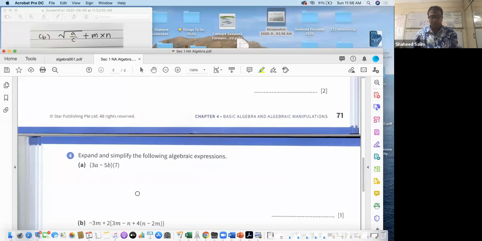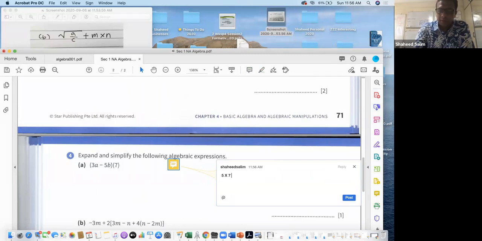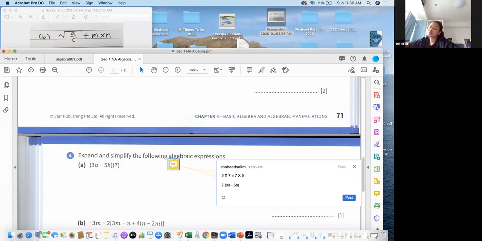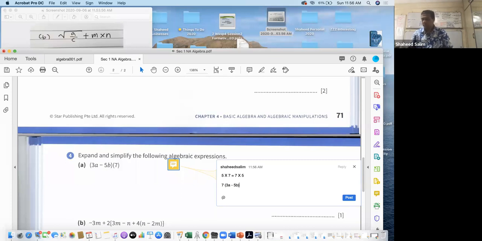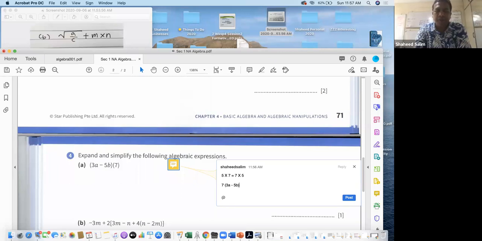Okay, what about the next one? I don't know. Okay, now what you do? Now my question to you: 5 times 7, is it equal to 7 times 5? Yeah. So this question is also equal to like that. I can write it like this, no, Emma? You know how to do this? Okay, you do it that way. A minus 25B. Well done.